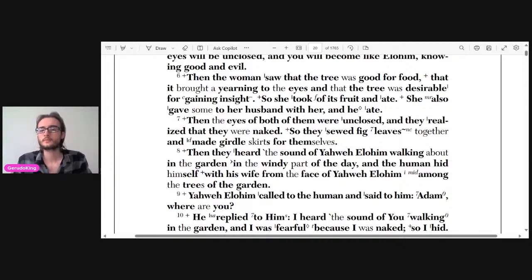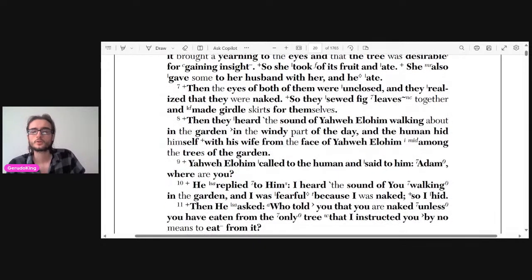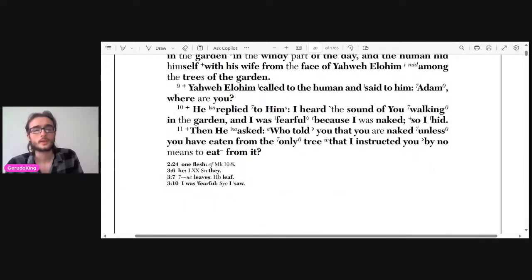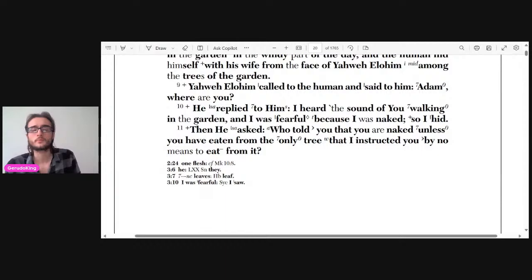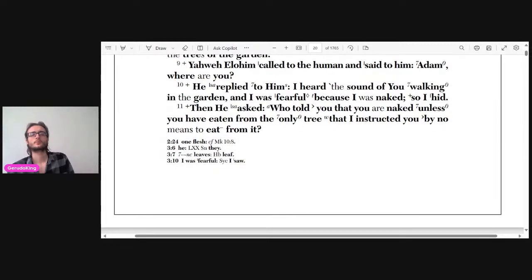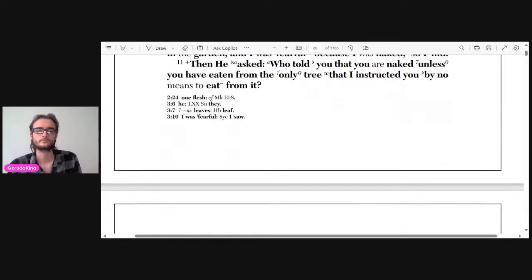Then they heard the sound of Yahweh Elohim walking about in the garden in the windy part of the day, and the human hid himself with his wife from the face of Yahweh Elohim among the trees of the garden. Yahweh Elohim called to the human and said to him, Adam, where are you? He replied to him, I heard the sound of you walking in the garden, and I was fearful because I was naked, so I hid. Then he asked, Who told you that you are naked unless you have eaten from the only tree that I instructed you by no means to eat from it?